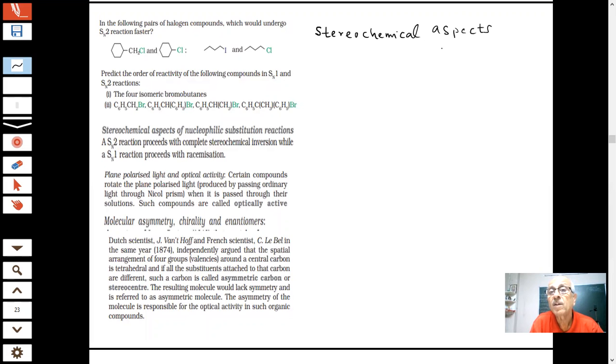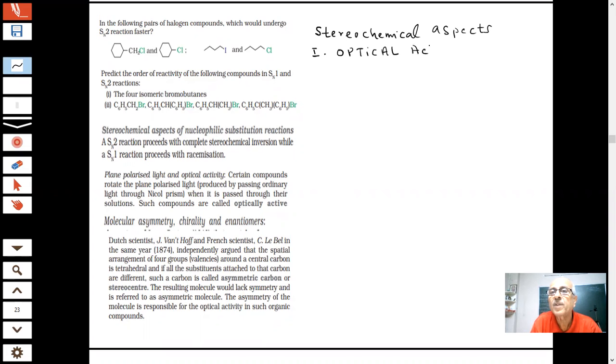We have been telling you about certain isomers like structural isomers, and then we mentioned in 11th class also, stereoisomers. These are the isomers which have different arrangement of atoms in space. And in these stereochemical aspects, one very important thing we have to know is optical activity.